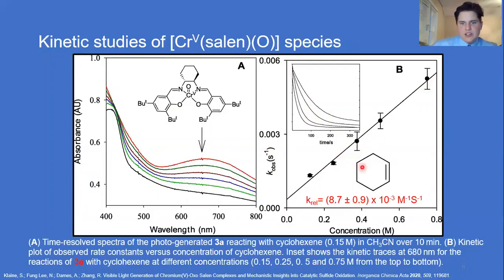And from this linear regression, we obtained a second order rate constant of 8.7 times 10 to the negative third inverse molar per second. This is important because we also used the chemical method with cyclohexene, and we obtained the exact same second order rate constant. So this shows that these two methods are kinetically indistinguishable.